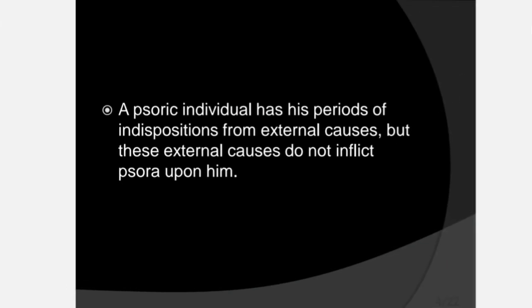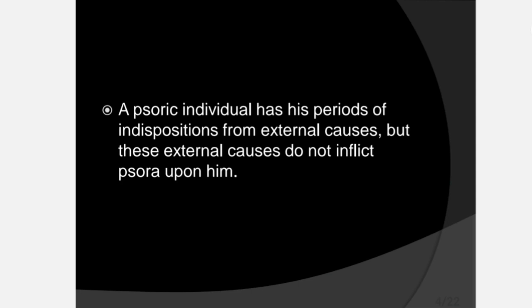The difference between true miasmatic disease and indispositions is that indispositions have some external or apparent cause, due to which there is a disturbed state with some signs and symptoms, and that we call indispositions. But in a true miasmatic disease, there is a miasm behind it, an interior cause. The disorder happens from the interior, either acute miasm or chronic miasm. So here Kent said a psoric individual has his periods of indispositions from external causes. As I mentioned, indispositions are from external causes.